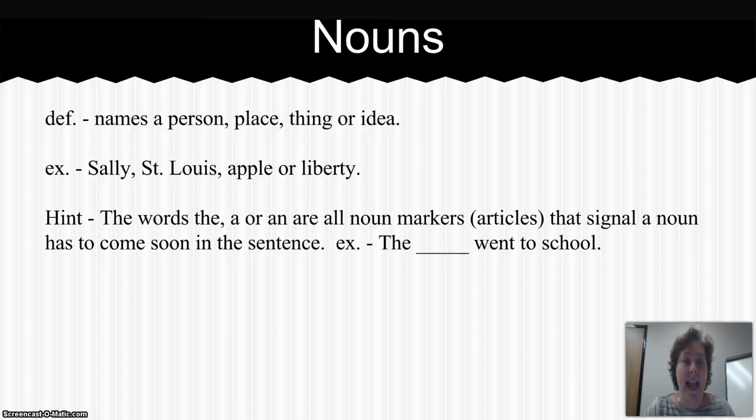The words a, an, or the are all noun markers called articles. They signal that a noun has to come soon in the sentence. There can be another word in between them, but they just signal that a noun is coming up, so beware.